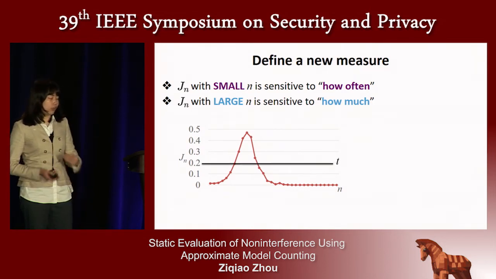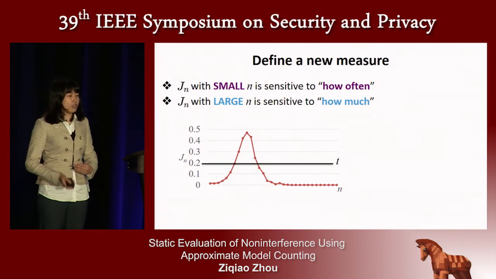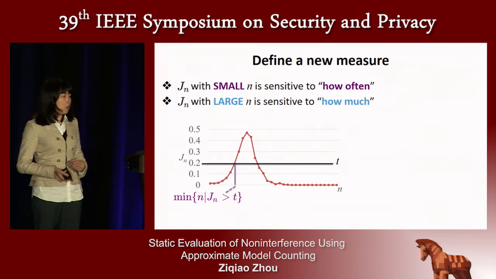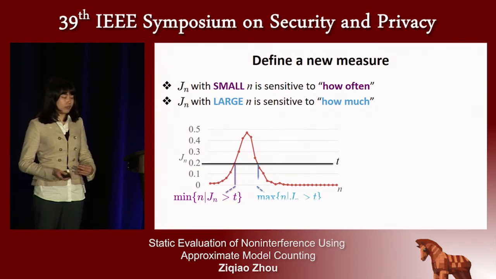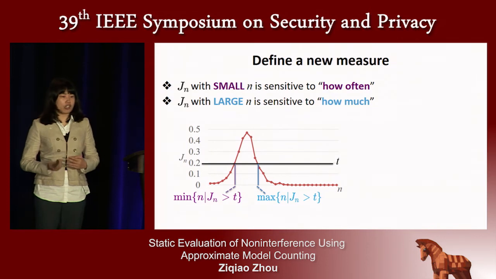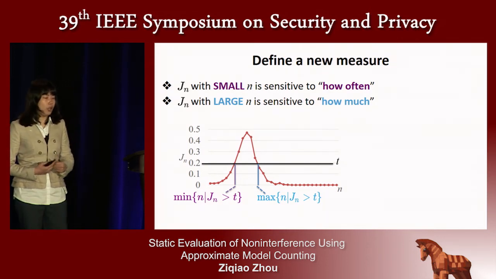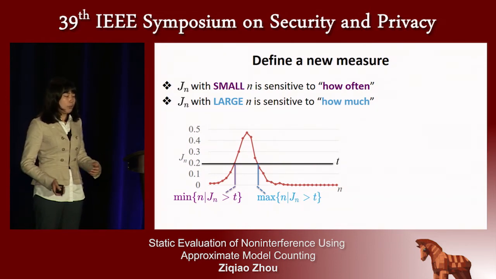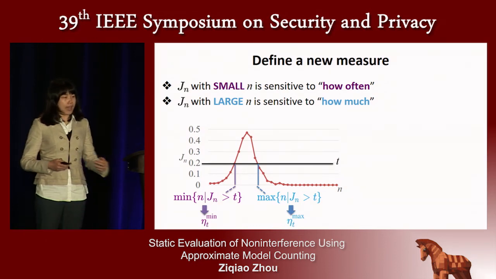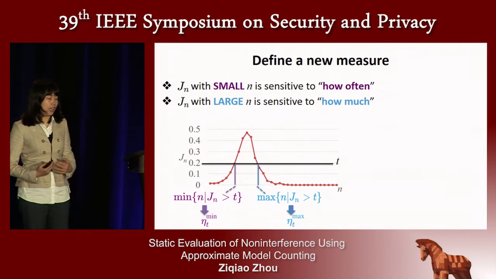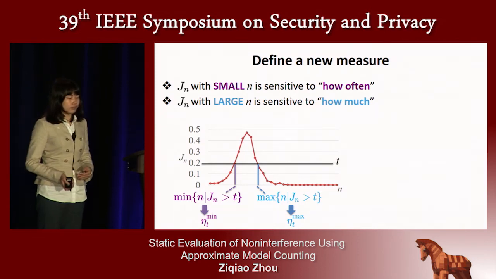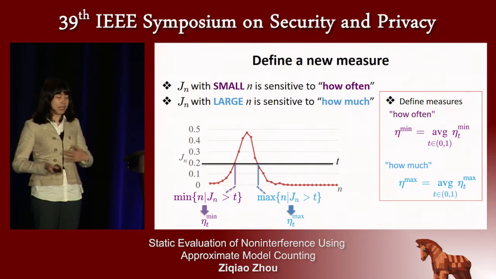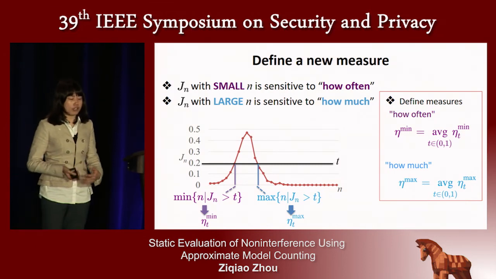So we could first define a threshold for the Ziqiao distance, and then use the minimum secret set size n that makes your Ziqiao distance reach the threshold to represent how often the secret info is linked. And use the maximum secret size n that makes the Ziqiao distance reach the threshold to represent how much info is linked. And to be more standardized to compare different implementations, we will normalize the minimum n and maximum n to eta min and eta max values that range from 0 to 1. And finally, we will use the average eta min and eta max among different thresholds to represent how often the info will be linked and how much information is revealed.